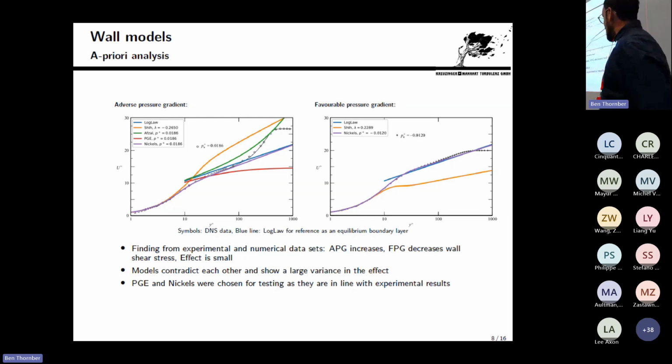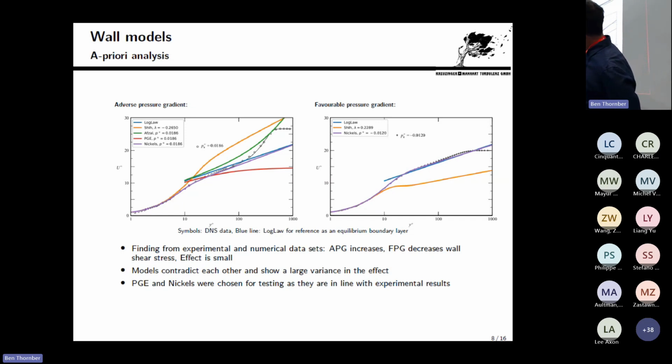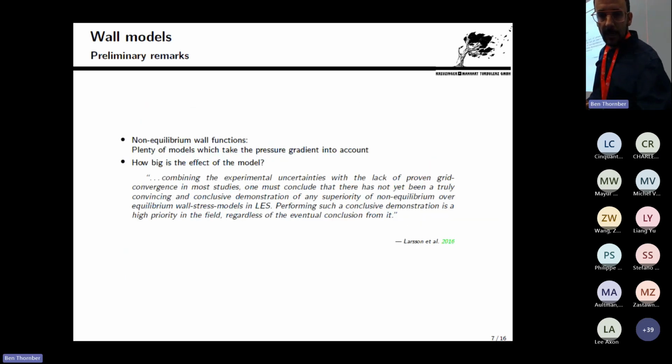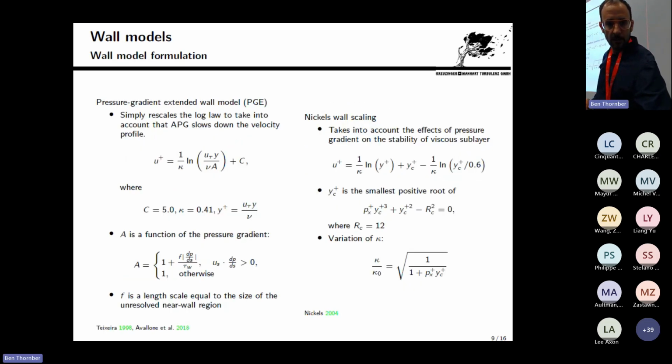So we were quite surprised, and what we did now is, okay, there are two wall models which we picked because they go in the same direction as the experiments. This was our own motivation. We have picked the Nichols wall model, which is the lilac with the turquoise, and the red curve is the PGE wall model. We picked these two wall models and implemented them. These are the formulas, and we can just skip them.